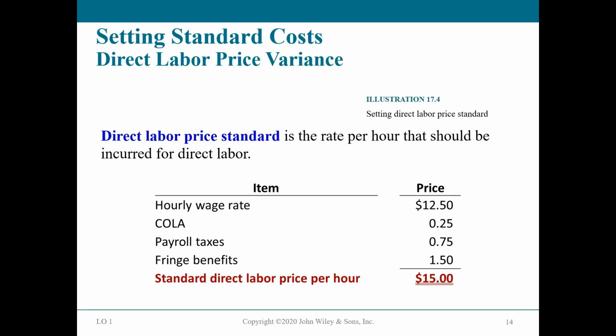The direct labor price standard is the rate per hour that should be incurred for direct labor. So we have an hourly wage rate of $12.50. COLA, C-O-L-A, stands for cost of living allowance. I'm not sure why they put it in here, but they did. So they put in a 2% COLA, 25 cents. Payroll taxes seems pretty low at 75 cents. That's your CPP, EI, et cetera. Fringe benefits, maybe healthcare plan, whatever that might be, or time off. So our standard direct labor price per hour in this example is actually $15. The employees are only getting paid $12.50 directly, but there's other costs to have employees.